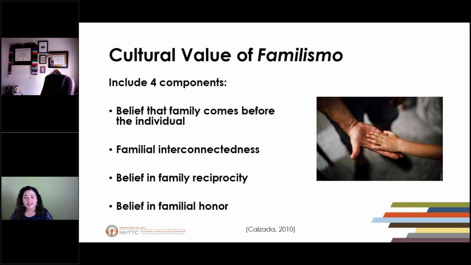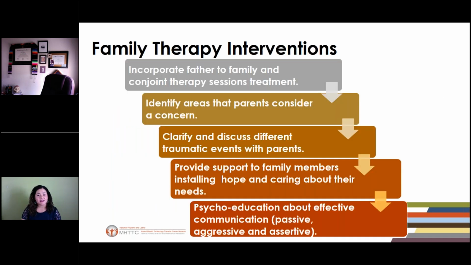Also, during some of the sessions, we provided psychoeducation about effective communication, because we saw all these difficulties with communication, and we tried to address that in one of the sessions with the whole family. On the next slide, we can observe the different techniques inside structural family therapy.